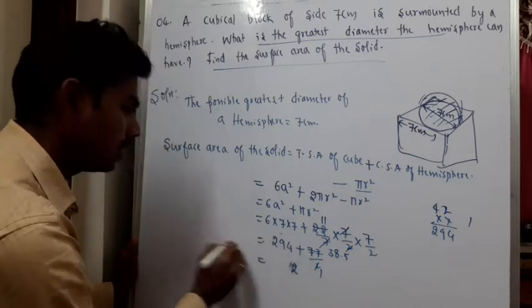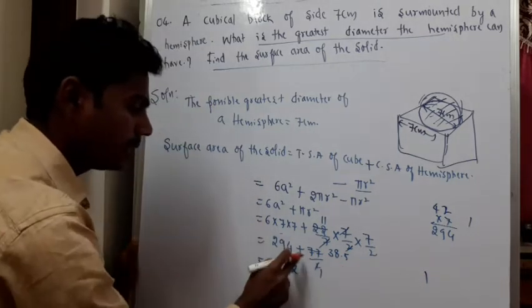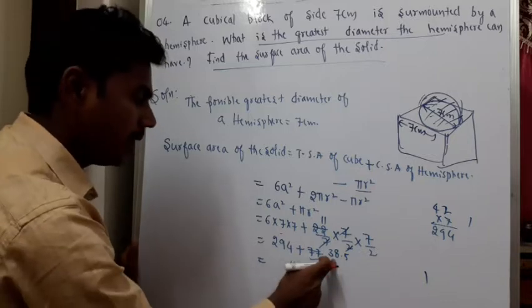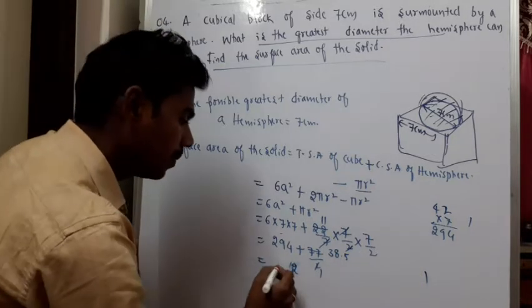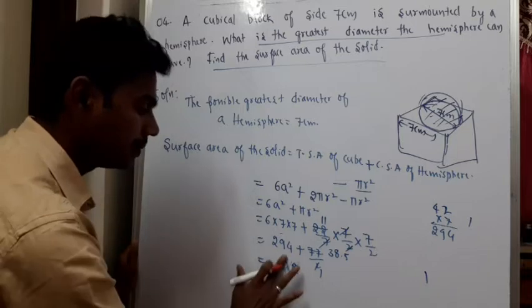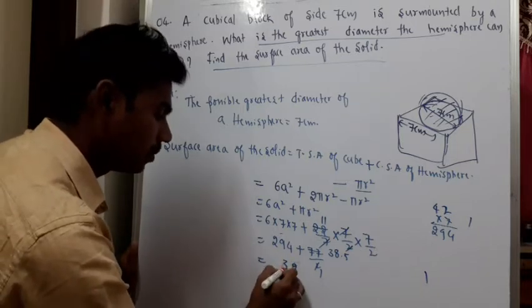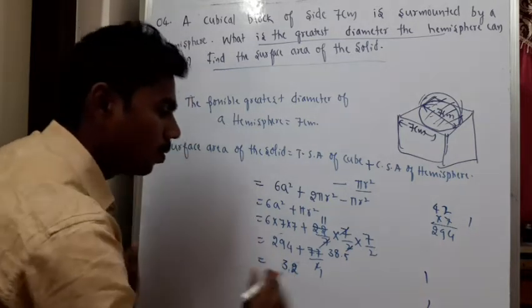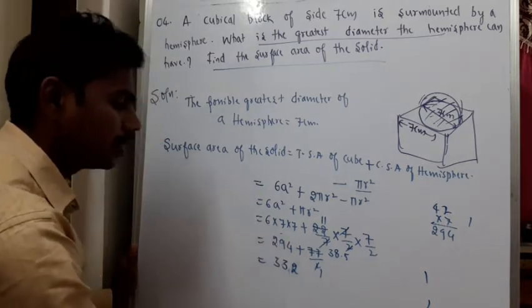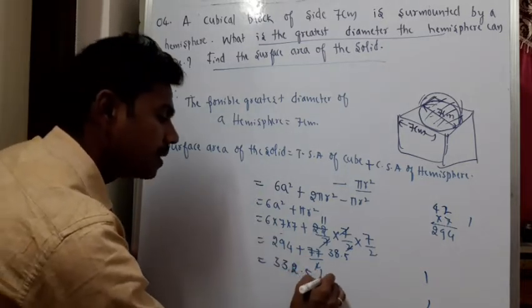You'll get confused, so carry 1. 4 plus 8 is nothing but 12, carry 1. 3 plus 9, 12, plus 1, 13. Again carry 1. 2 plus 1 is nothing but 3. So 332.5 centimeter square.